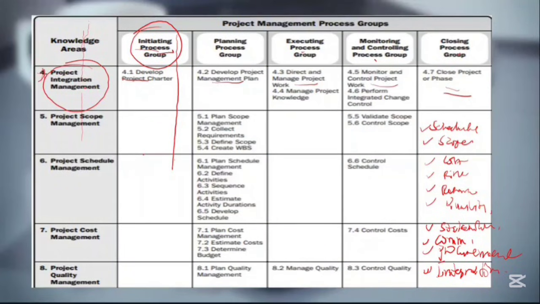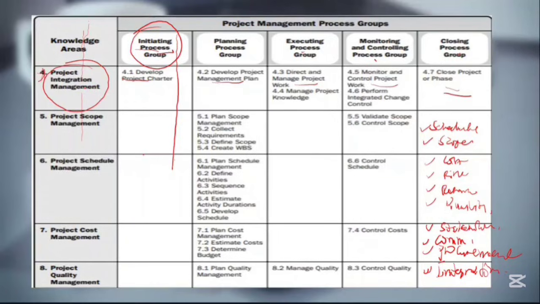So when this is handed to you, and write this one down, the project manager doesn't write the charter. PMIism: the project manager doesn't write the charter. Somebody above him writes the charter. So who can write the charter? Who is above the project manager?